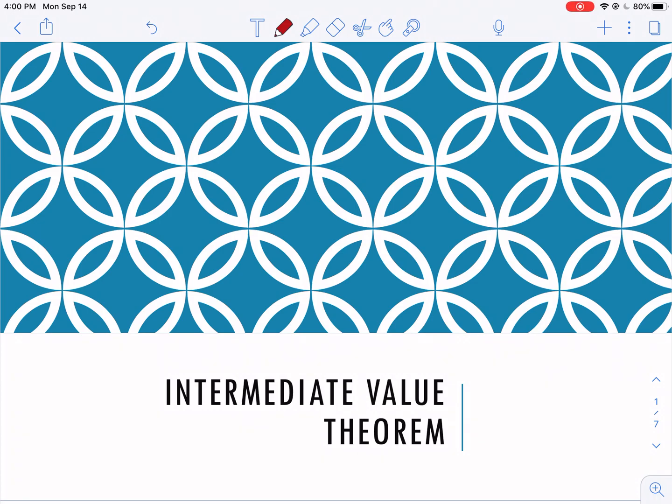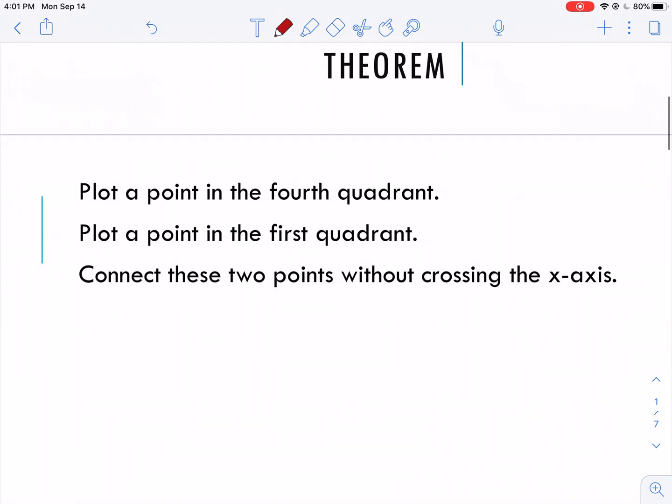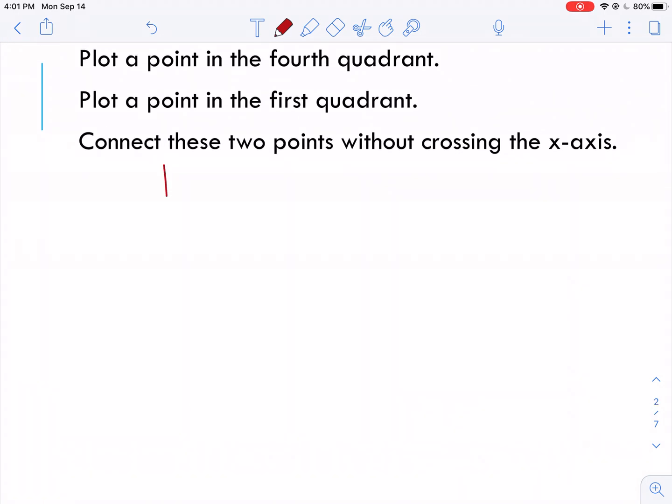In this video, we're going to talk about the intermediate value theorem and how we can apply it to different situations. So to start thinking about this theorem, if I have x and y, I'm going to plot a point here in the fourth quadrant, and I'm going to plot a point here in the first quadrant. So I want us to think, is there any way I can connect these two points without crossing the x-axis, making it a continuous function?